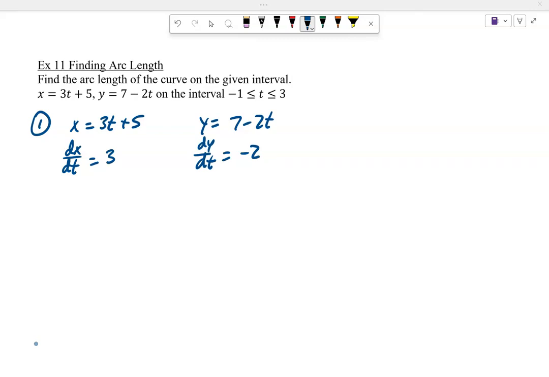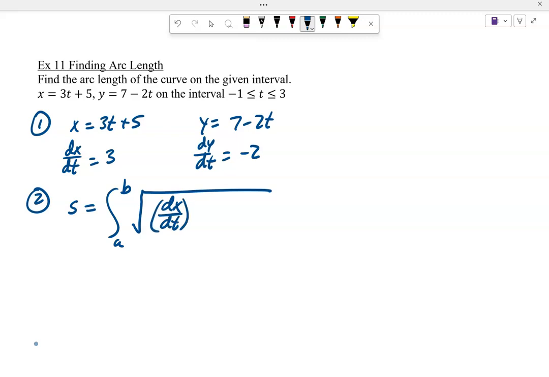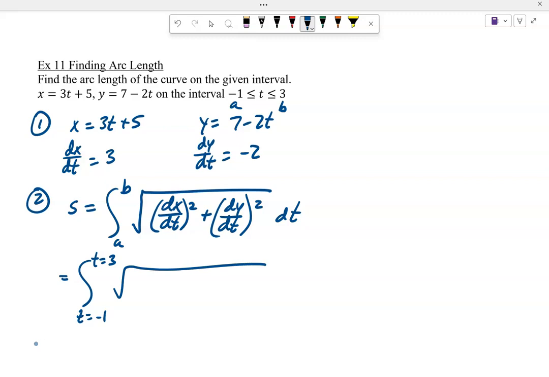Now that we have dx/dt and dy/dt, let's throw that into our arc length. The arc length from A to B is the integral of the square root of (dx/dt) squared plus (dy/dt) squared dt. It's on the interval from A to B, so a t value of -1 to a t value of 3. Our dx/dt is 3, so that's being squared, and our dy/dt is -2, that's being squared.